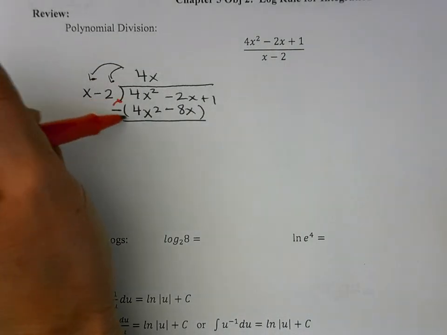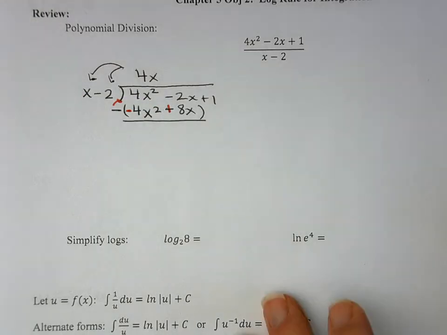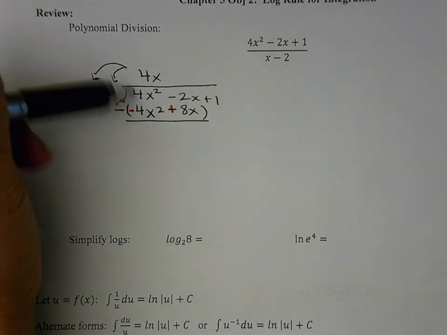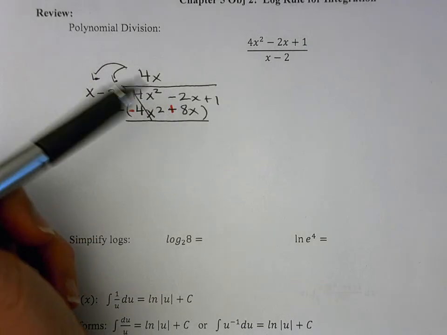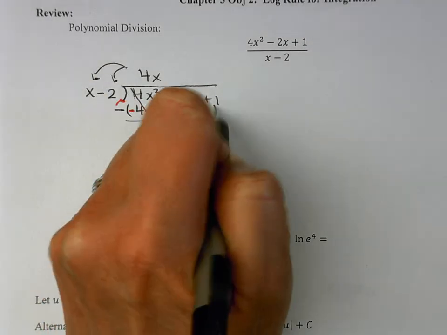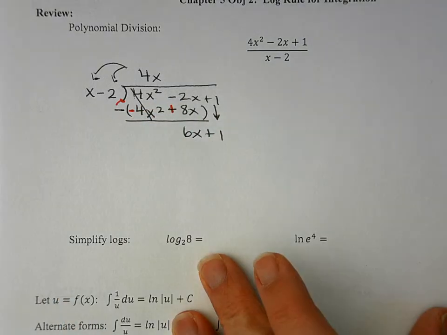And so then we're going to distribute that negative in. When I distribute the negative in, I will get a negative 4x squared here, and then that would become a positive. That's one of the common mistakes students make: they forget to distribute that negative in. So then our terms here will combine to 0, which they should. And then negative 2x plus 8x is positive 6x. And then we carry down the 1, and then we start all over again.